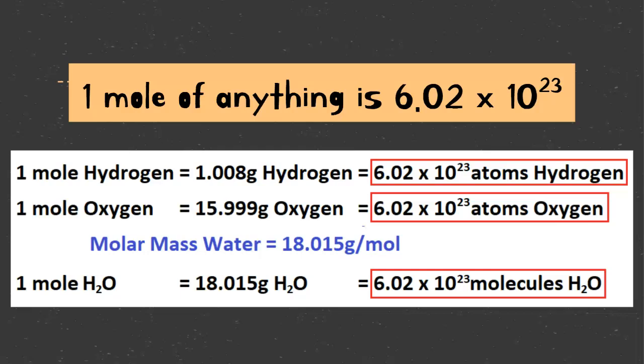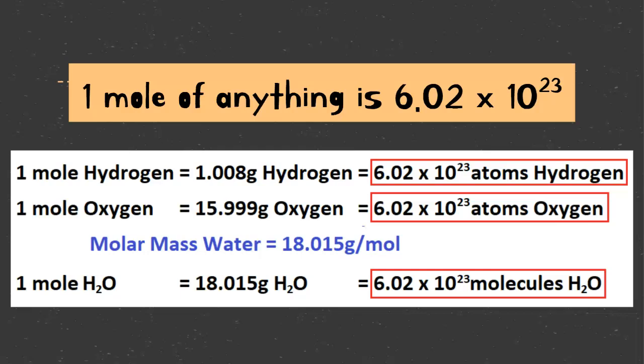Just like how 1 dozen of anything means 12 of that thing. If I say there's a dozen planets, then you know I'm talking about 12 planets. Same thing with the mole. 1 mole of anything is 6.02 times 10 to the 23.